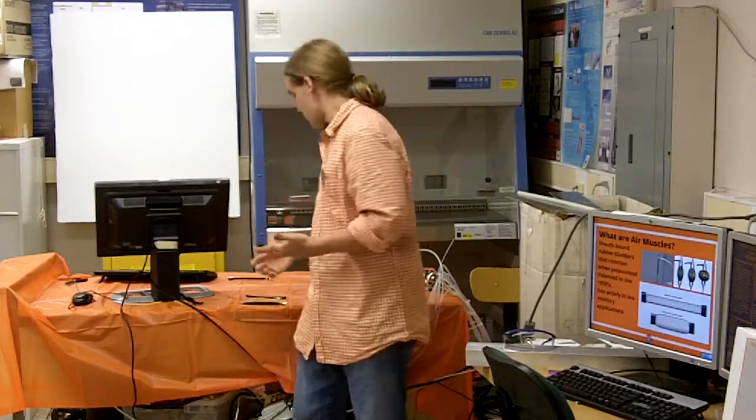Where do air muscles fit into all of this? Well, air muscles came out of the attempt by J.R. McKibben in 1956 to emulate human muscle. This is what he developed.